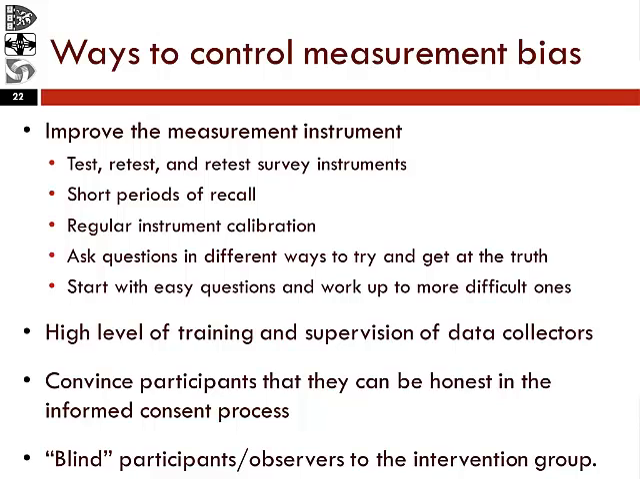Another way to control measurement bias is to start with easy questions and work your way up to more difficult ones. You don't want your first question to be about how many times they had sex. Okay, that's a difficult question for someone to answer. So you want to start off with, hello, what is your name? Where are you from? Did you go to school? What school did you go to? You want to start easy, and then you start building trust, and they are more likely to tell you the truth.